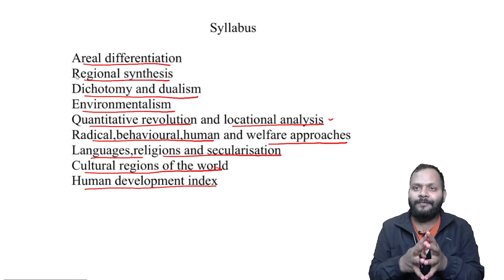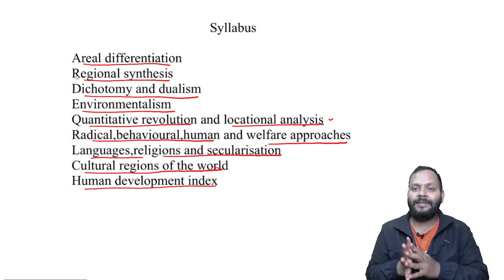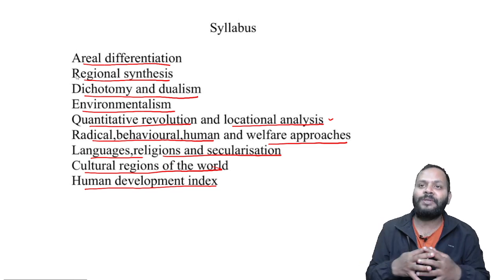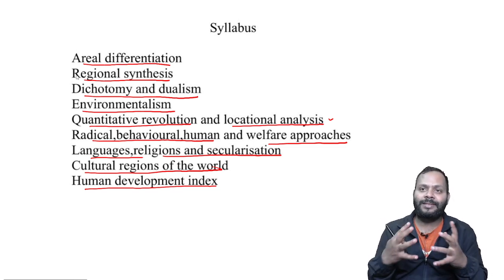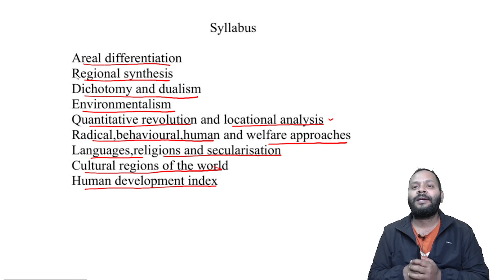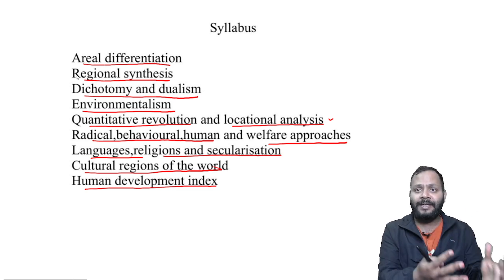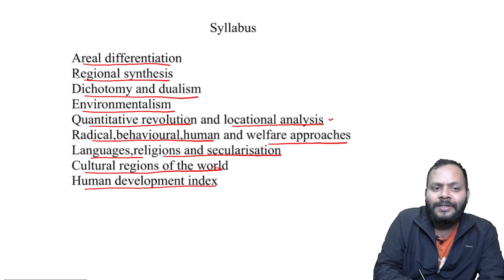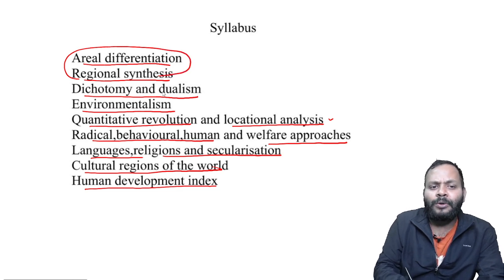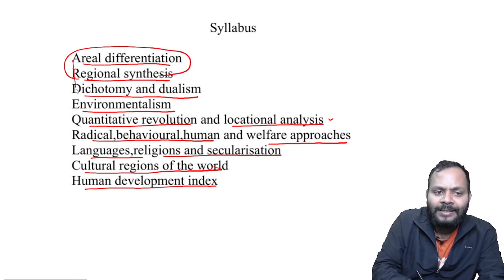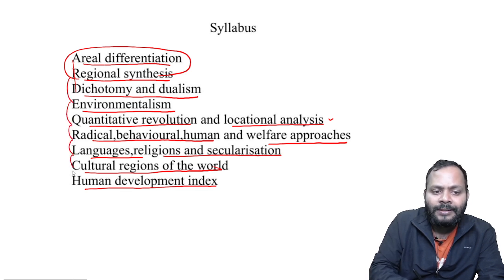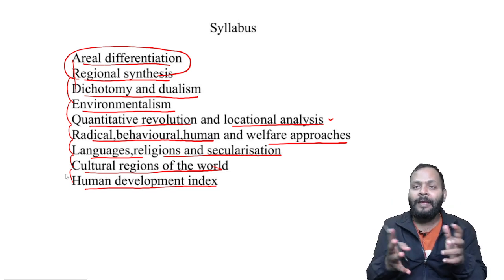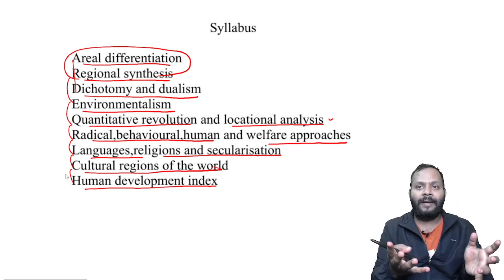Now, the perspective part in human geography is supposed to be the foundation of human geography, right? If you want to master human geography, then you have to be really good in the perspective part. Okay. Now I can say that areal differentiation and regional synthesis are both connected, as are dualism, dichotomy and all this syllabus. I just want to connect all the syllabus in a story, so that you will have a comprehensive idea of how exactly the syllabus looks, right?